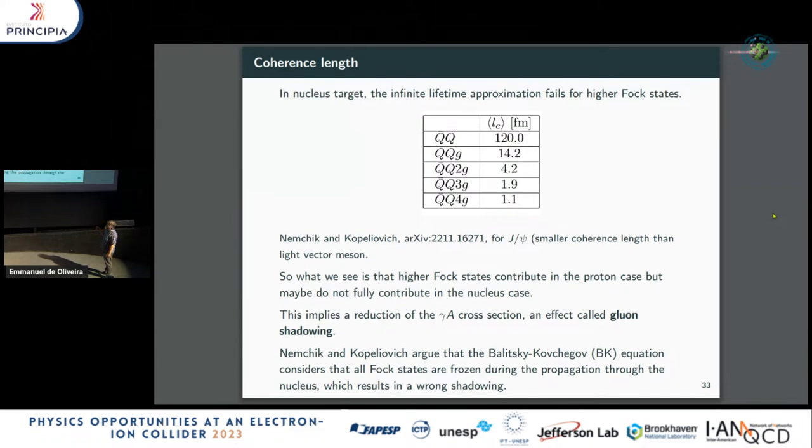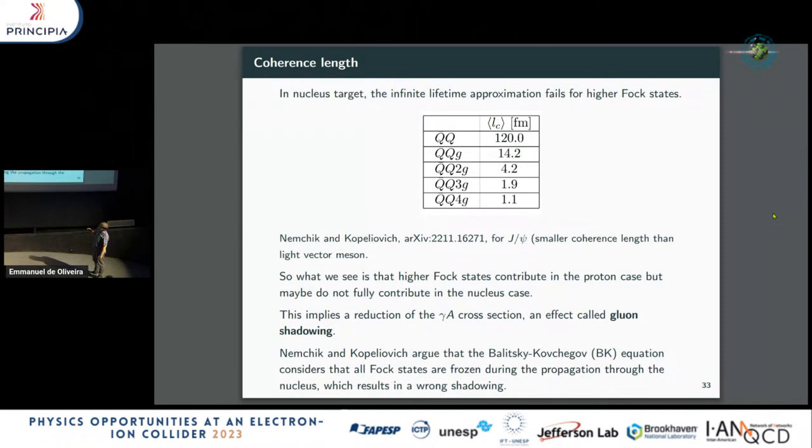This is not much larger than the nucleus, but it is of course much larger than the proton. And these other ones start to get smaller, maybe small even for the proton. So what they argue is that this was included in the proton and the nucleus. These two or more gluons are not included in either the proton or the nucleus.